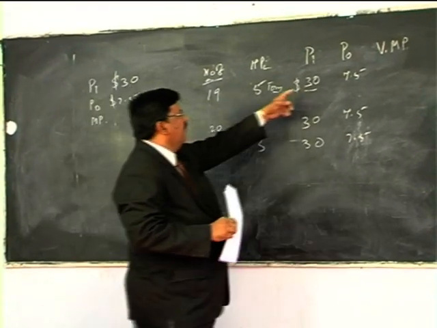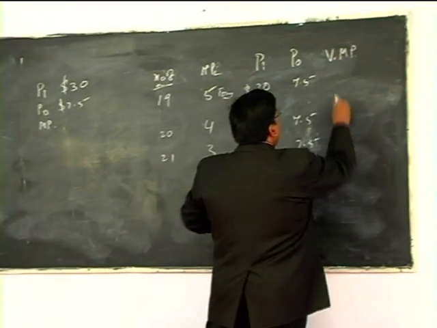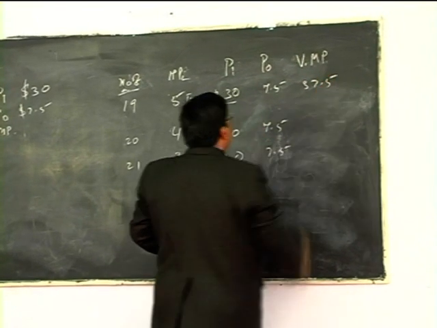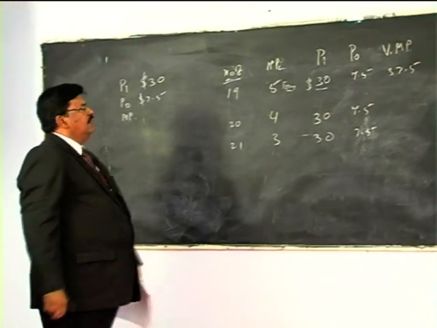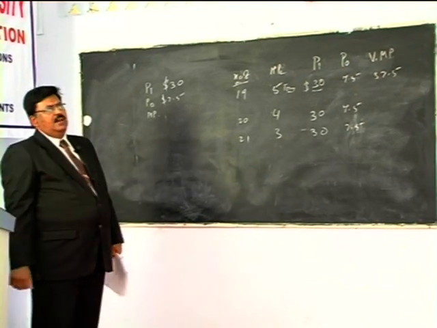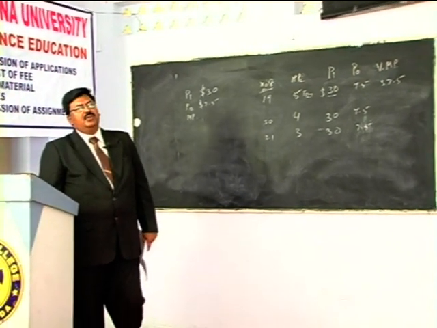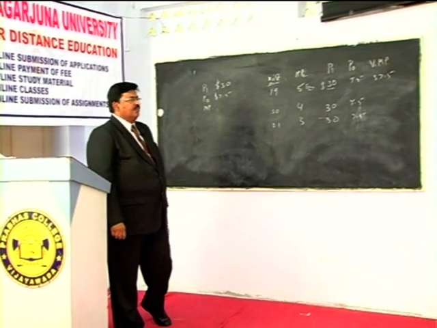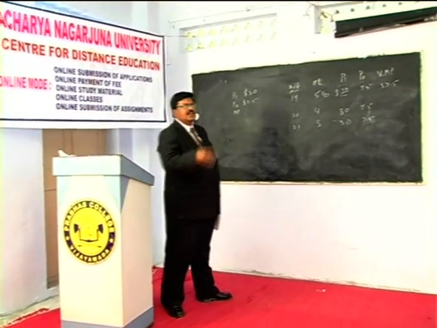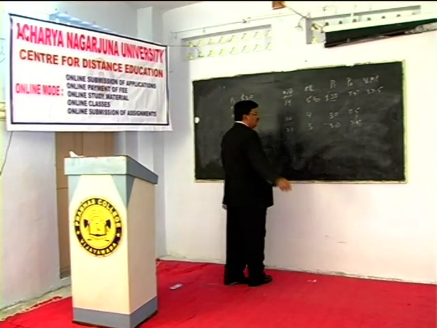That is 5 into 7.5, 37.5, for example. So the 19th worker's cost is $30 and the benefit is 37. It is better to hire the 19th worker. We will not stop here. Let us experiment with the 20th worker also.